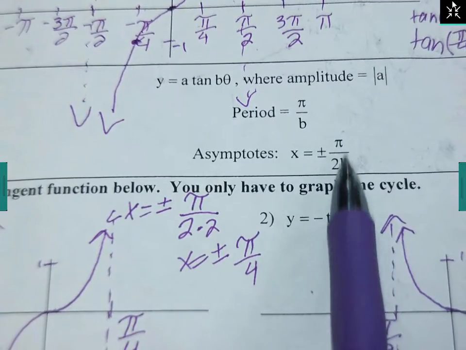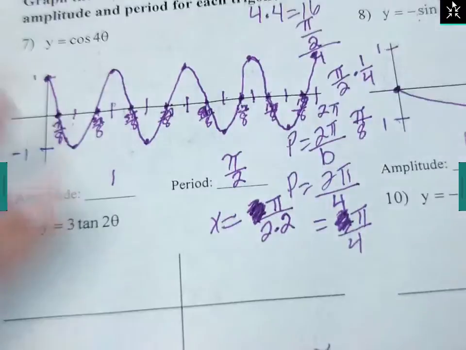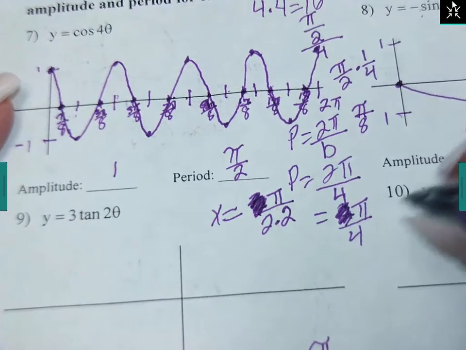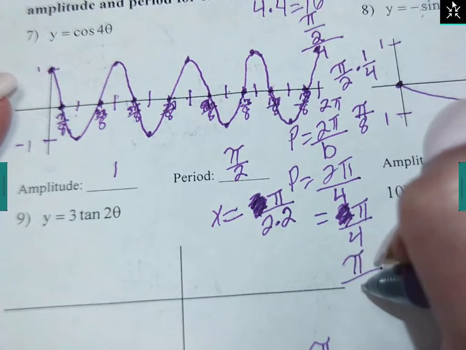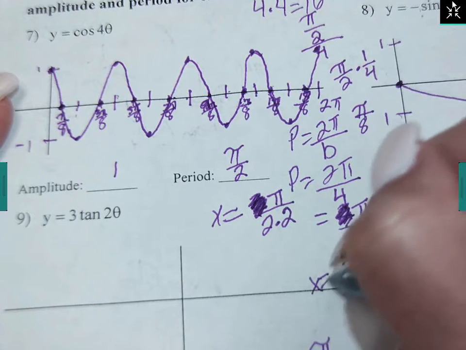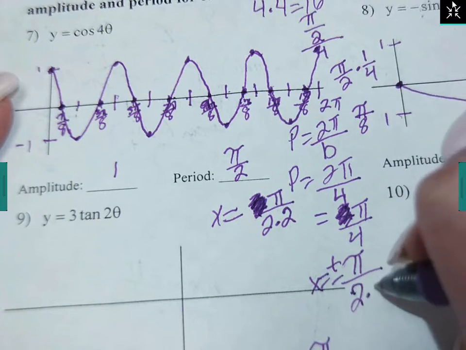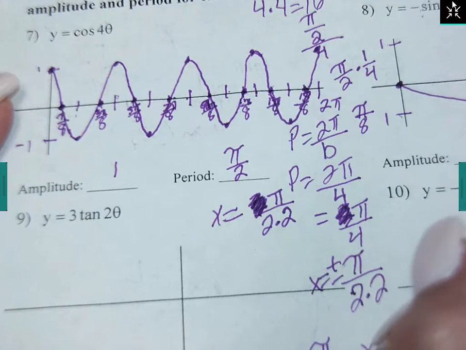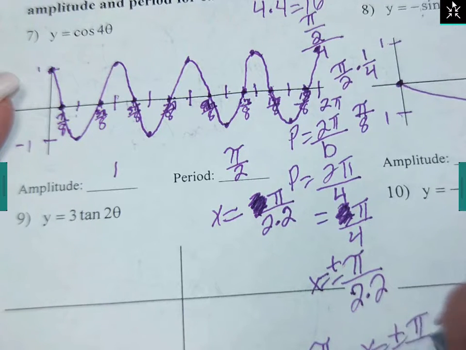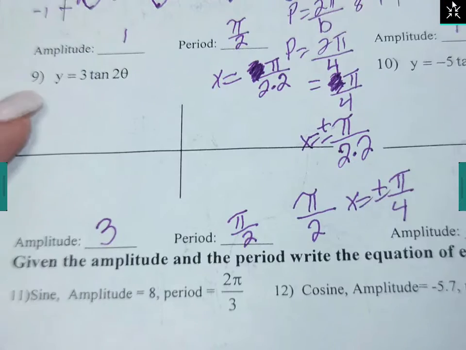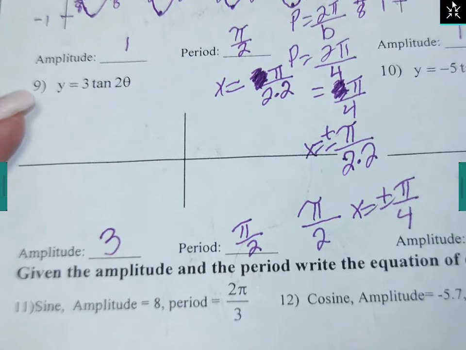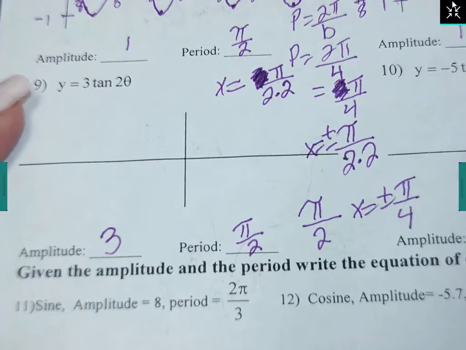Let's go back and see, the asymptotes are just pi over 2b, right? I made the mistake of putting 2 pi there. It's x equals plus or minus pi over 2 times b, which is 2. So that's x equals plus or minus pi over 4. Do you see? Yes? Ella, are you with me?